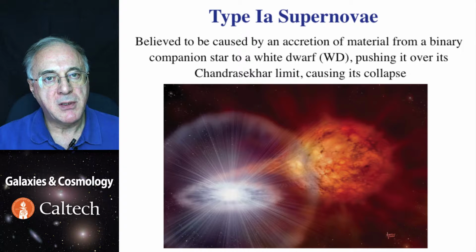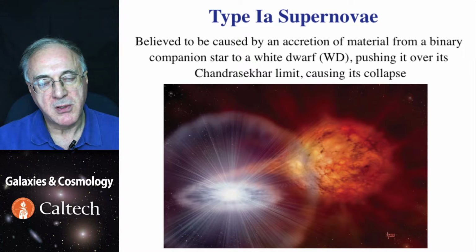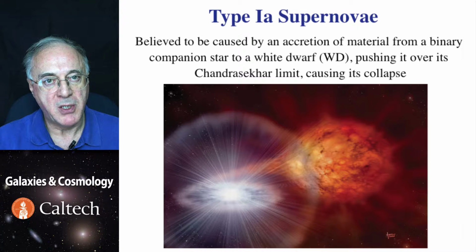And if the binary is close enough and their companion is not yet a white dwarf, the gravitational field of a white dwarf can pull the outer envelopes of the companion and accrete them on its surface. Once the mass of the white dwarf crosses the so-called Chandrasekhar limit, which is the highest mass a white dwarf can have and be stable against collapse due to the degeneracy pressure, the star explodes.